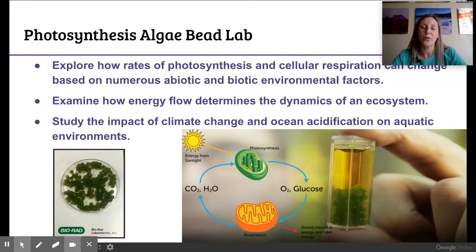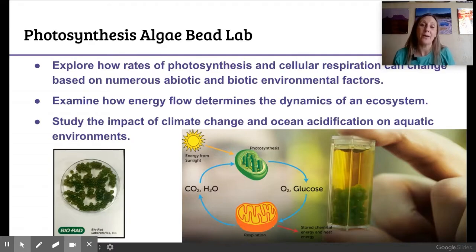The kids are going to test different abiotic factors. And in the first core lab that the kids start out with, they're really just going to be testing light versus dark. And when they do that, they'll be able to see the balance between photosynthesis and cellular respiration, or if one of the processes is dominating over the other, depending on the conditions that they're in.